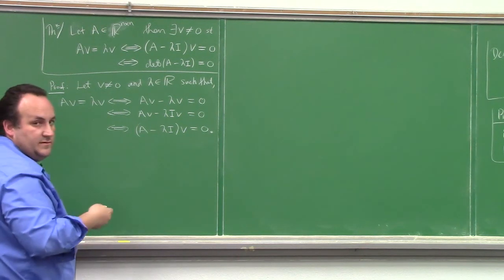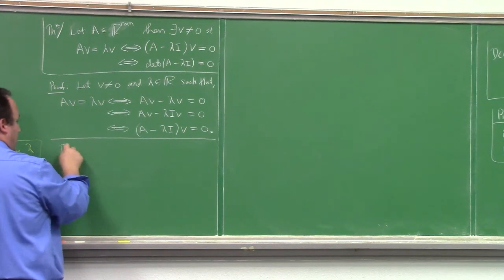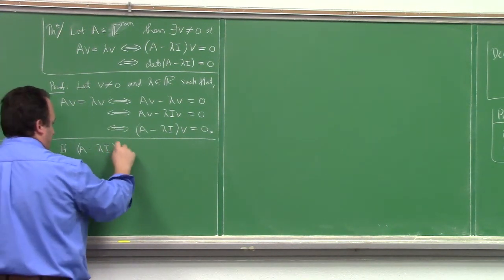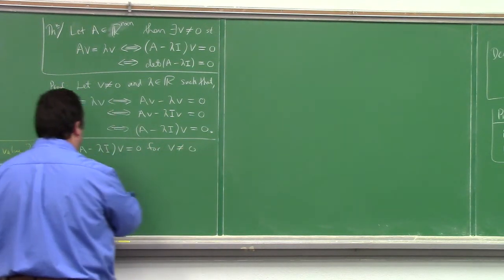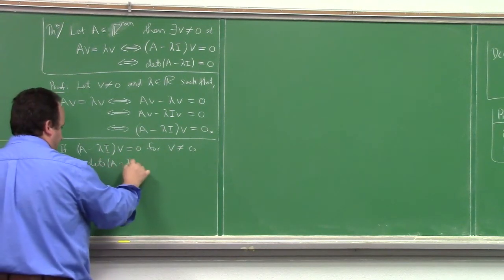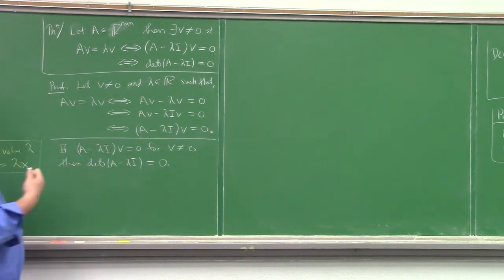Well, if A minus lambda I times V is equal to 0, for V not equal to 0, then the determinant of A minus lambda I has to be equal to 0. That's linear algebra, right? Remember, because is there more than one solution here?